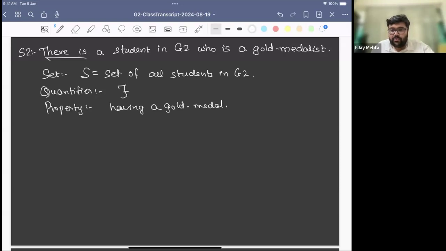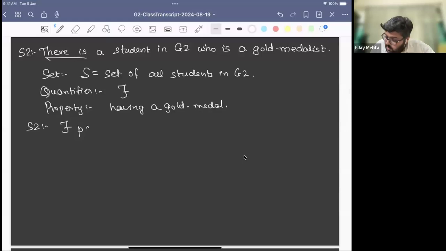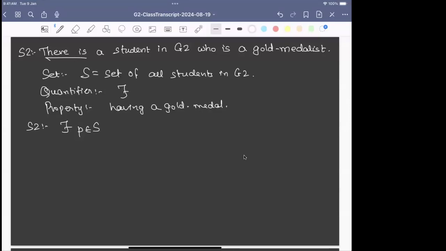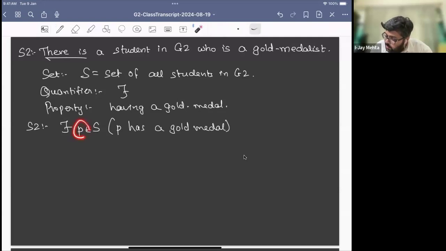Right. So I want to write in terms of quantifiers now. How do I write it in terms of notation? Room number 4, Tanya. Yes, sir. How do I write S2? So there exists some P belonging to S. And the property is who has a gold medal. P has. We are talking about P, right? There is some participant, so P is a participant. P has a gold medal. There exists a participant P in the set of all students in G2, and the property is that P is a gold medalist. So I should write: P is a gold medalist.